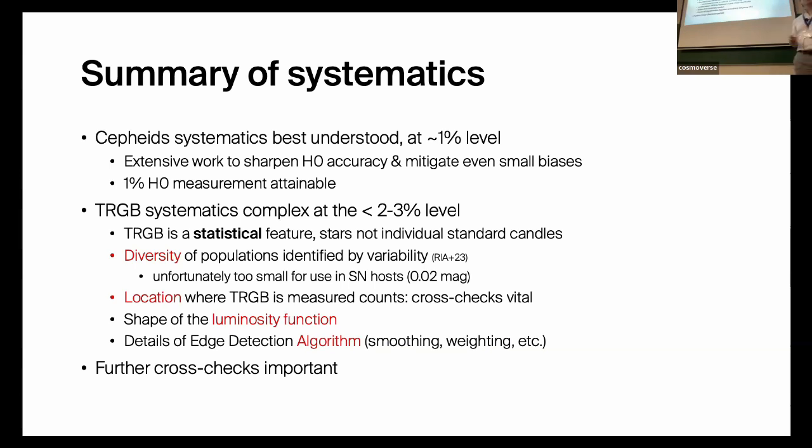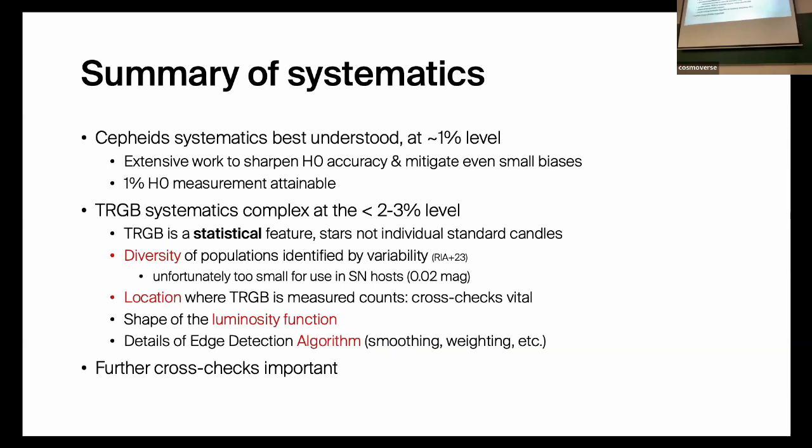So I think this 1% measurement is attainable in the future. The TRGB systematics, I think, are improving, but they are quite complex. We're seeing, to some extent, new features that we're not too familiar with in the past, and I think most of what this relates to is the fact that it's a statistical standard candle. You're looking at a population of stars you don't control, and of course that leads to some problems.